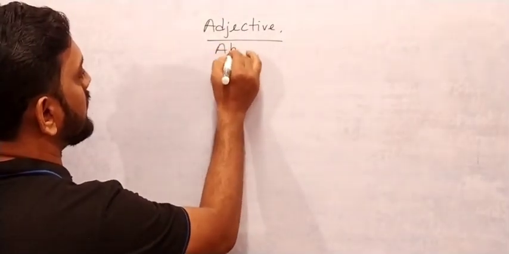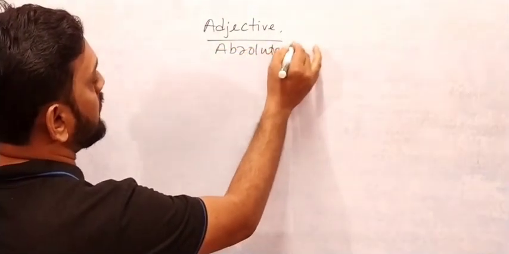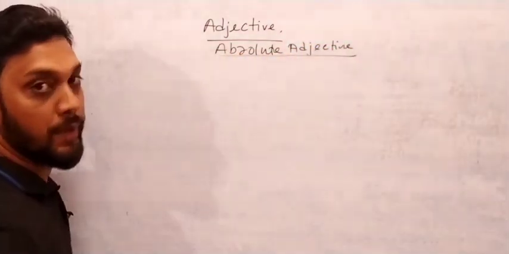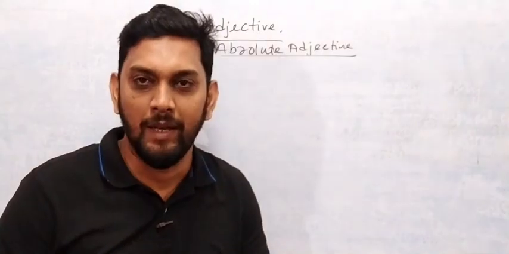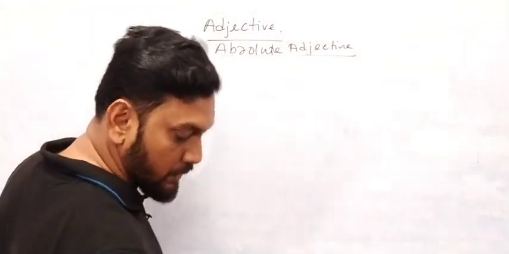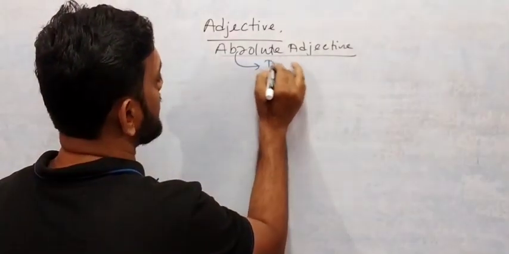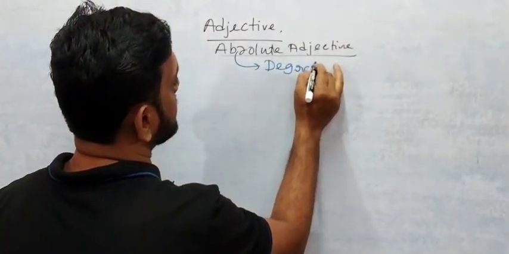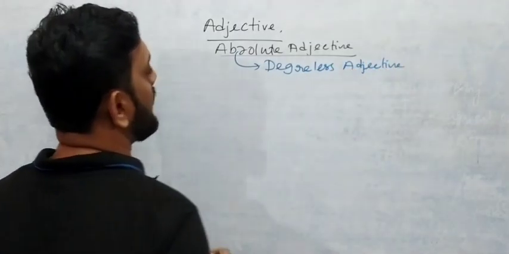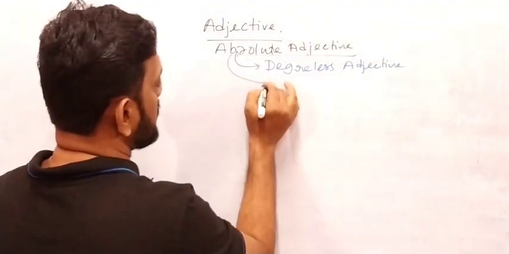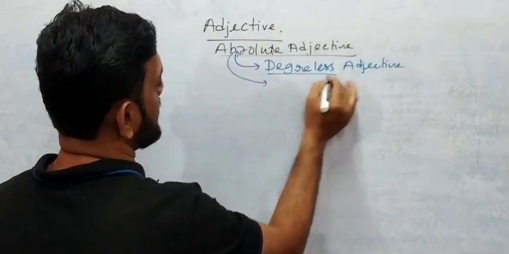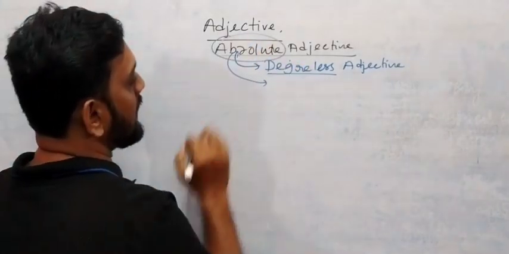Write down absolute adjective. All of you have written, very good. Absolute adjective is also known as, my friend, degreeless adjective. What? Degreeless adjective. Very good. It is also known as degreeless adjective. Absolute adjective is also known as degreeless adjective.